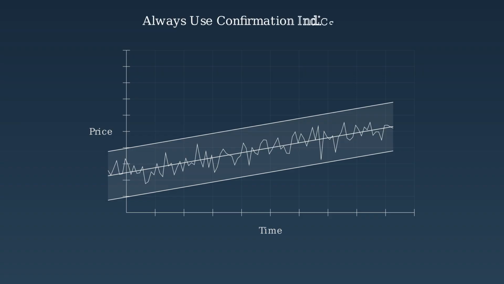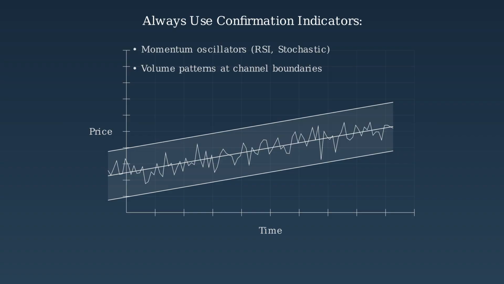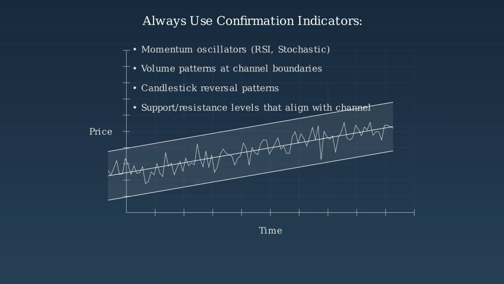Never enter a channel bounce trade without confirmation from additional indicators. Momentum oscillators like RSI or stochastic can identify overbought or oversold conditions at channel boundaries. Volume patterns should show increasing interest as price approaches channel boundaries. Look for candlestick reversal patterns like hammers at the lower channel or shooting stars at the upper channel. And finally, the strategy works best when channel lines align with existing support and resistance levels.